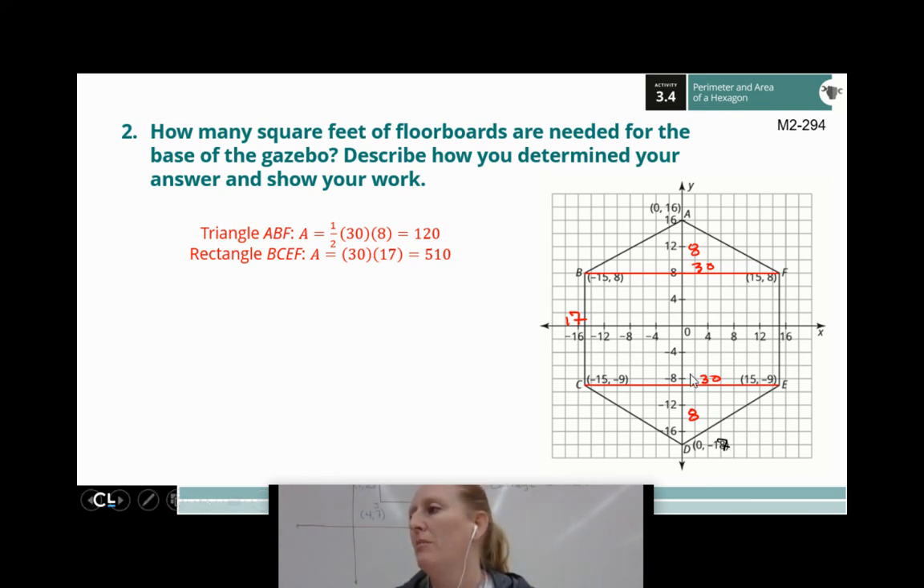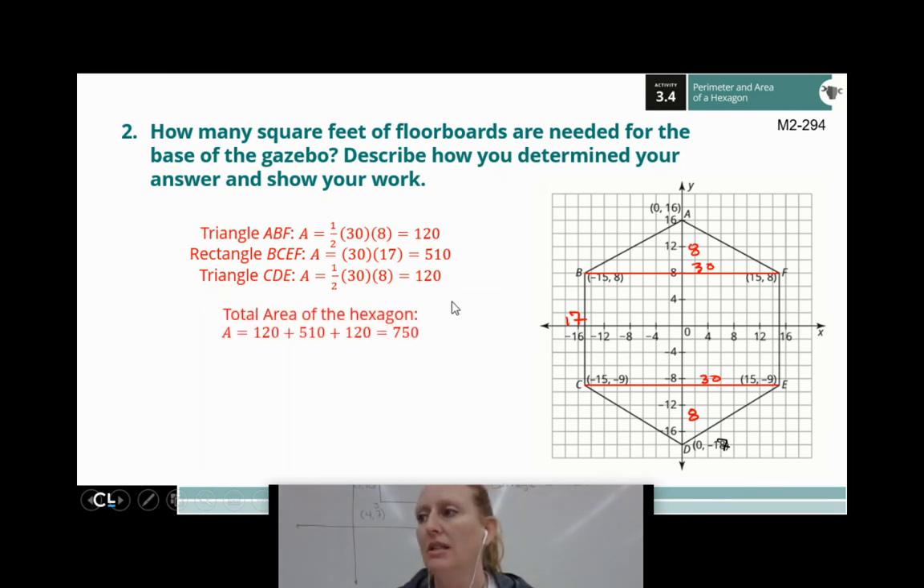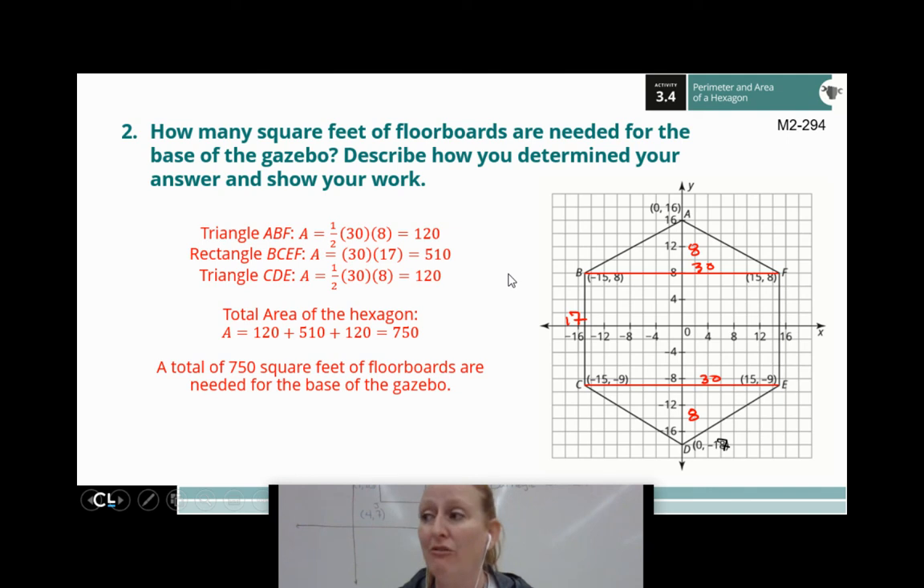And then for my bottom triangle, which actually matched my top triangle, 1/2 base times height. So 1/2 times 30 times 8, which is 120. So if I add these all together, the total area of the hexagon is 750. So this means a total of 750 square feet of floorboards are needed for the base of the gazebo.